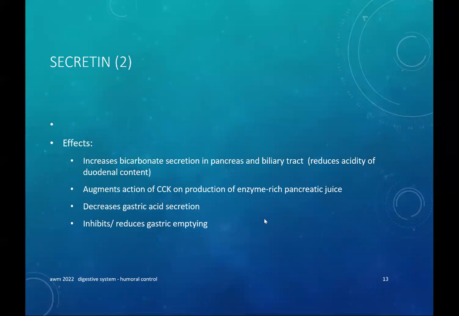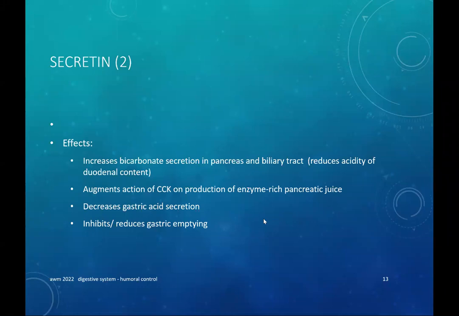What are the effects of secretin? Okay, it increases bicarbonate secretion. Okay, so which means it augments, it helps, it assists the work of the CCK, as you can see. So it increases bicarbonate secretion in the pancreas and also in the biliary tract. And this is what is going to play a role in reducing the acidity of the duodenal content. Because remember, if the contents remain acid for too long in the duodenum, the enzymes, when they come there, they'll be inactivated by the acidity. So that's why it is important that you neutralize that acidity from the stomach.